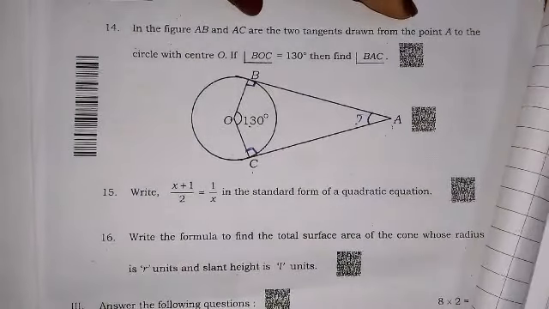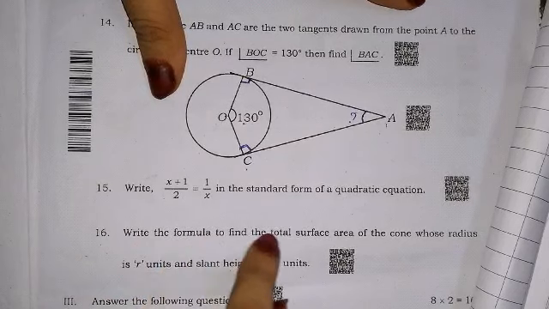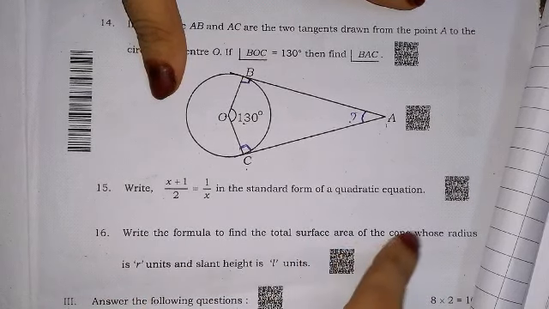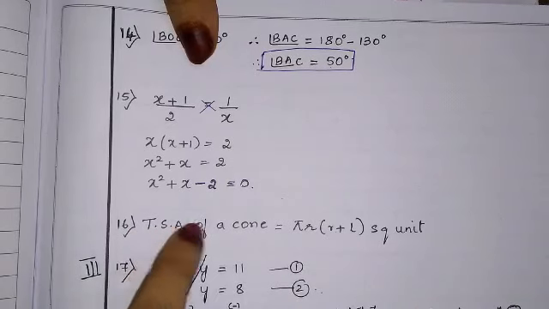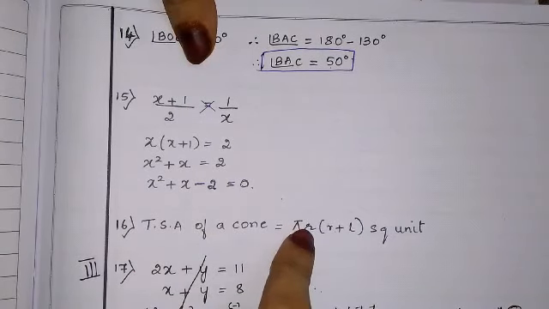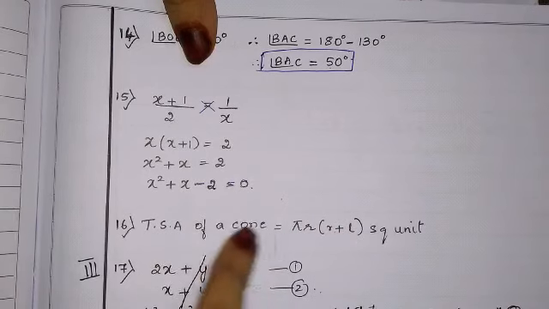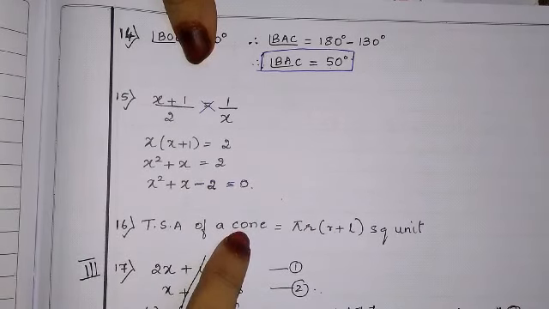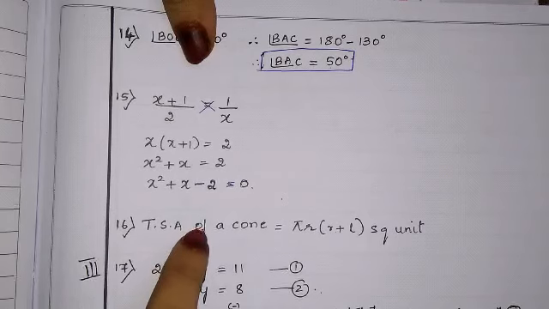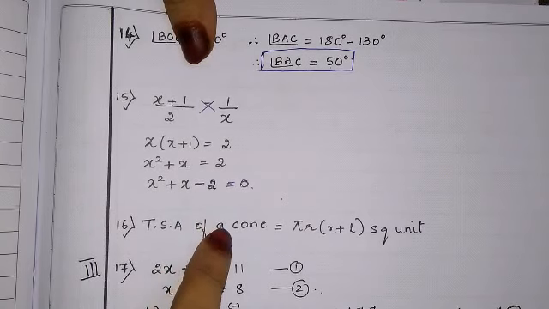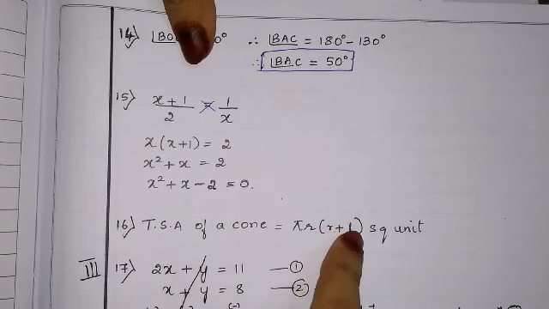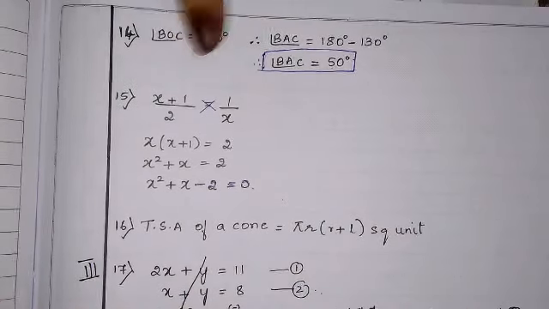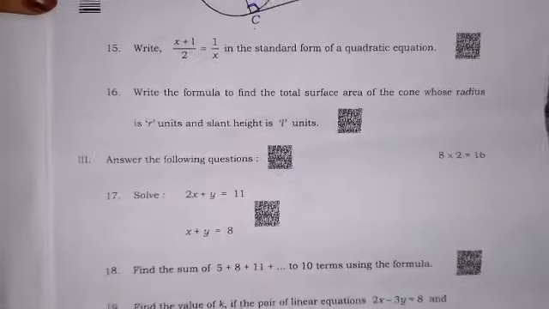The next question is, write the formula to find the total surface area of a cone whose radius is r and slant height is L. So we need the TSA of the cone. Total surface area of cone is equal to pi r into r plus L. This type of question will surely come in the board exam. They always ask a 1 mark formula from surface area and volume. So TSA of cone is nothing but pi r into r plus L square unit. Okay.